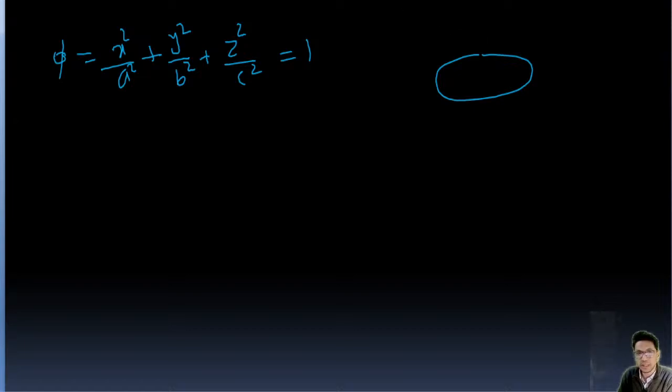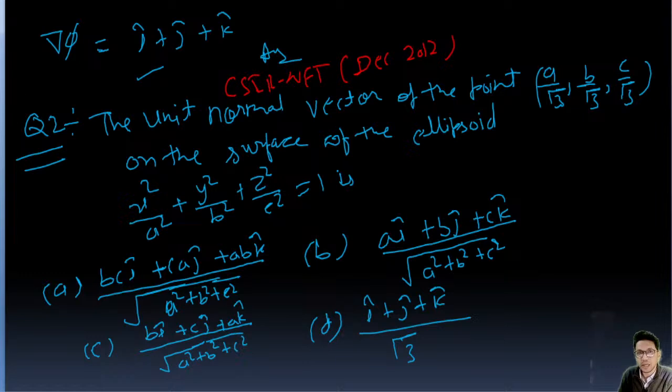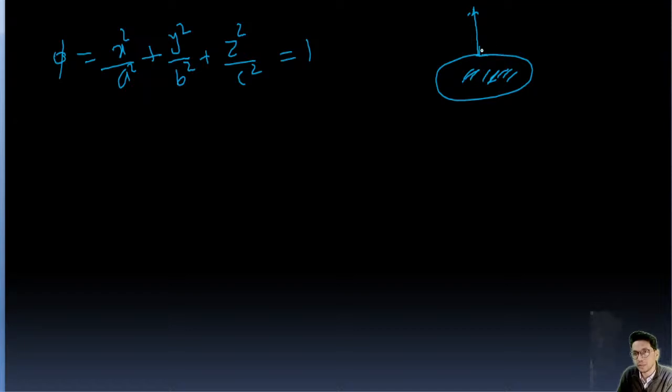This is the unit normal vector. Suppose this is the ellipsoidal surface, and this is the unit normal vector at the point a by root 3, b by root 3, and c by root 3.